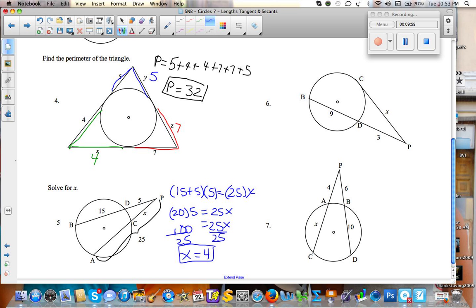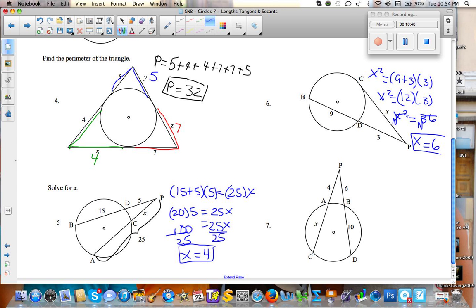Number 6, our segments here, we have again a tangent and a secant. So our rule says the tangent squared is equal to the whole length of the secant, which is 9 plus 3, times the exterior portion, which is just 3. X squared is equal to 12 times 3. 12 times 3 is 36, so x squared equals 36. Take the square root of both sides, square root of x squared, square root of 36. We get x is equal to 6.